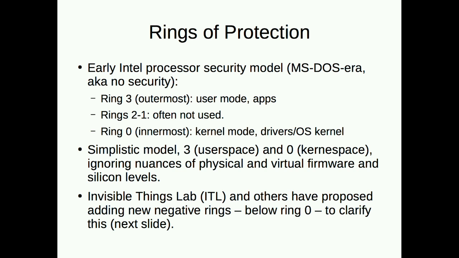So in the early days of the Intel processor, there were ring 0 through 3. Usually ring 0 was for the kernel, ring 3 was for the apps, kernel space, user space. People really didn't use rings 1 and 2 that much. And that was kind of the model for security for the Intel. All the interesting stuff, kernel, drivers, hardware, firmware, it's pretty much in ring 0. And that's too much for one ring.